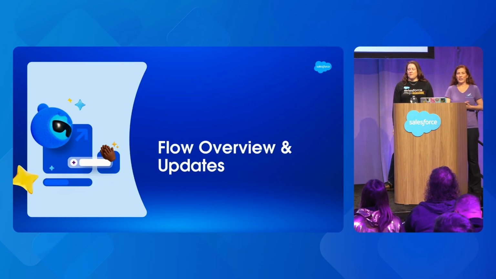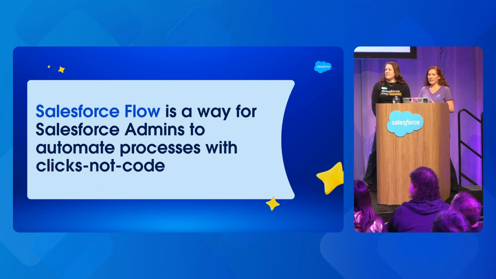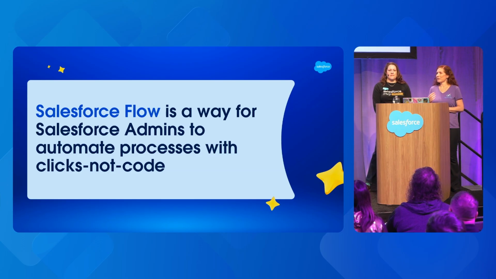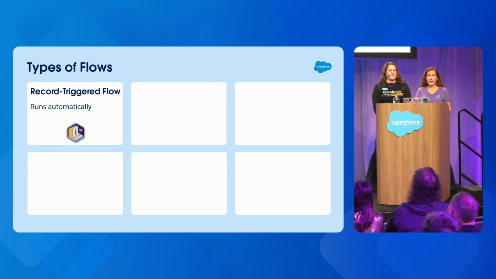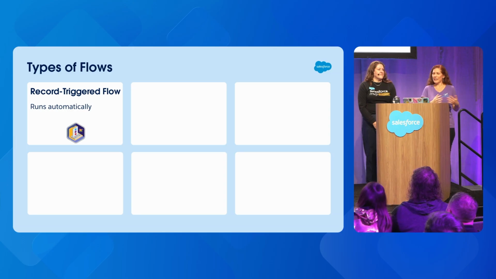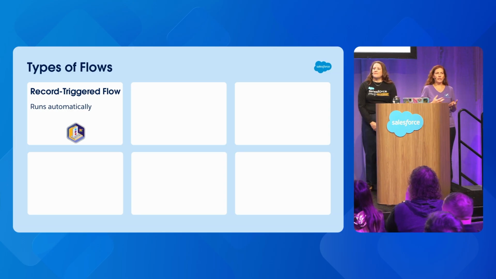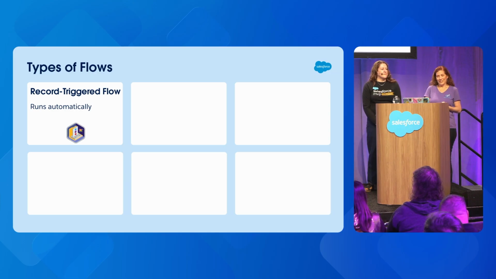All right, so let's get started. Let's define what Flow is and how Salesforce provides updates for this feature. As you might know, Salesforce Flow is the foundation of automation for admins. It's built on the simple concept of clicks, not code. There are several types of flows. Each one is designed for a different scenario. The most common is the record-triggered flow. It runs automatically, as you might know, when a record is created, updated, or deleted. It's great for real-time updates, things like notifications or enforcing business logic.